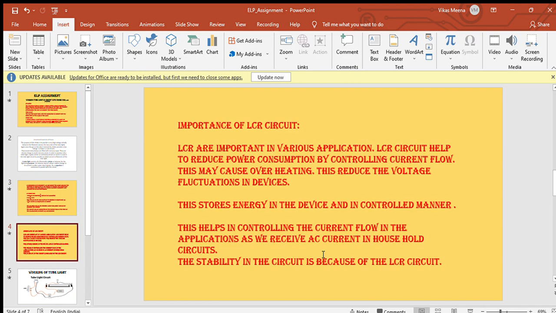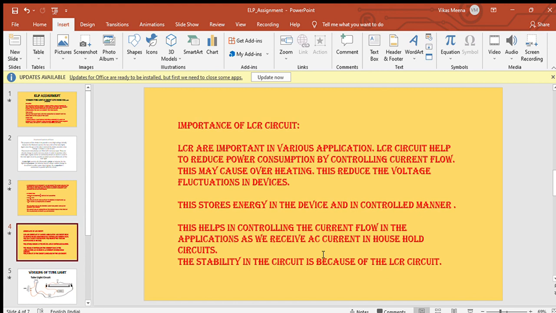Importance of the LCR circuit. LCR circuits are important in various applications, because they help to reduce power consumption by controlling current flow. This may cause overheating. This also reduces the voltage fluctuation in devices. It stores energy in a very efficient and controlled manner.